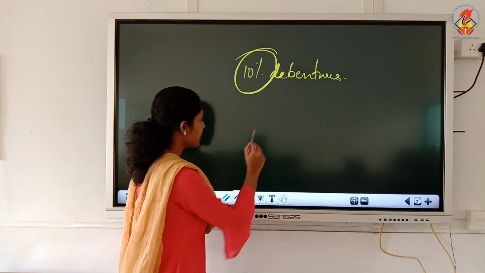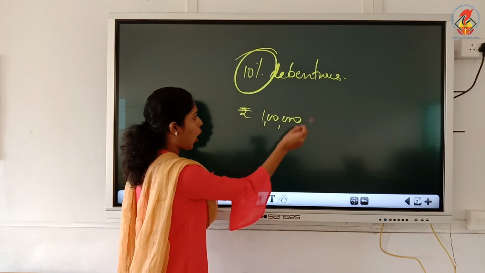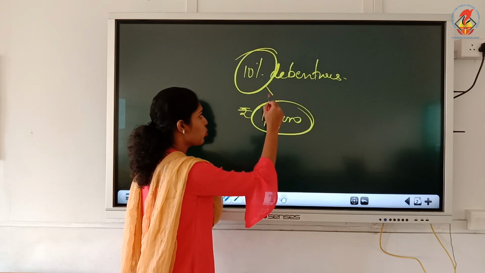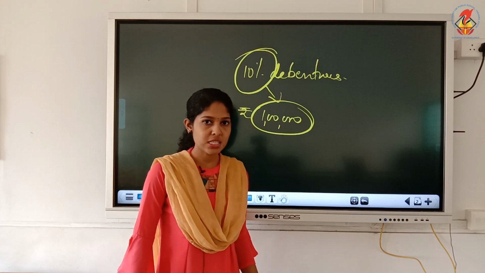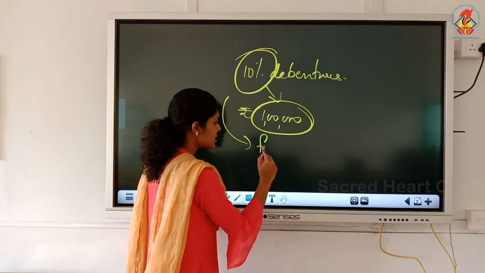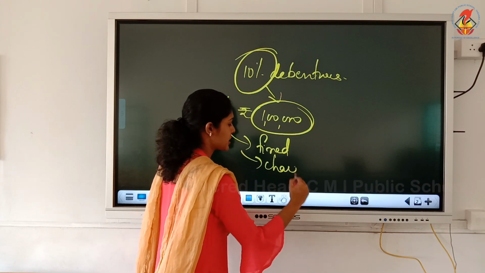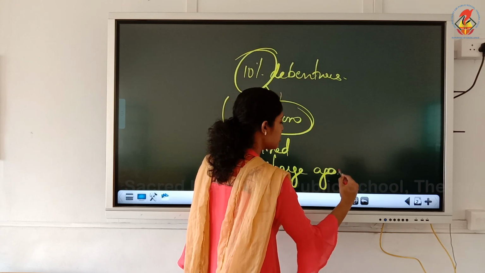So on debentures, I mean the amount borrowed from the public, suppose the company has borrowed 1 lakh rupees from the public. On this 1 lakh, the company will provide 10% interest. And this interest is fixed in nature. That means whatever happens, we have to pay this. You remember dividend on shares?